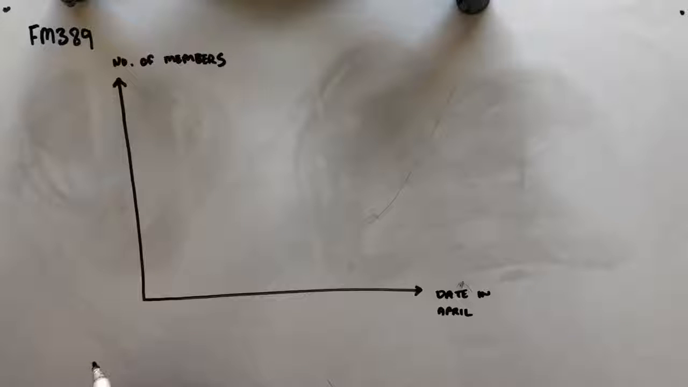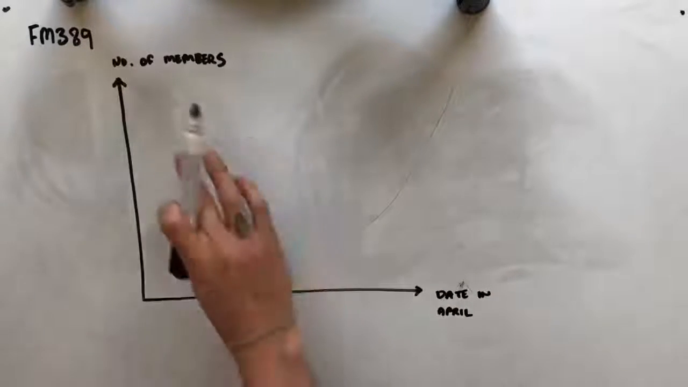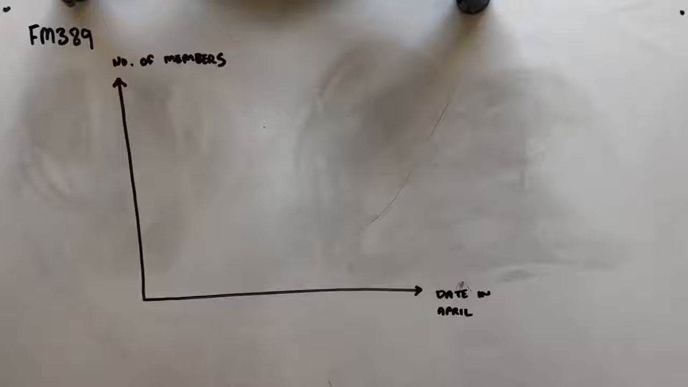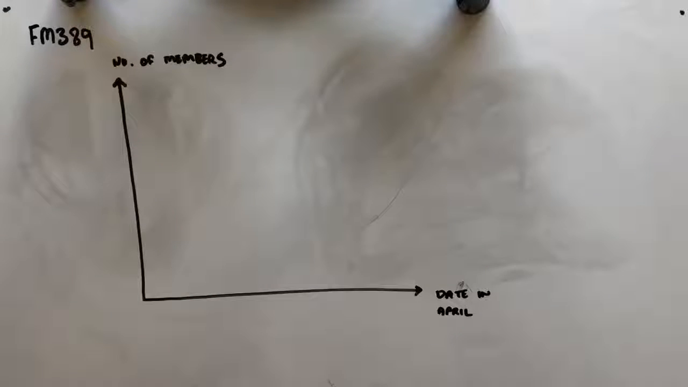So this question reads, the graph below shows the number of members that went to Average Joe's gym each day during April. Now I haven't actually drawn out the graph here. Instead what I'm going to do is describe how you would look at this graph and find the information that you're being asked to find.